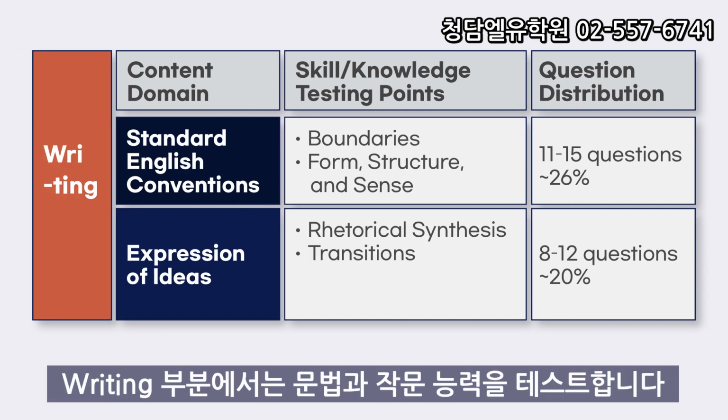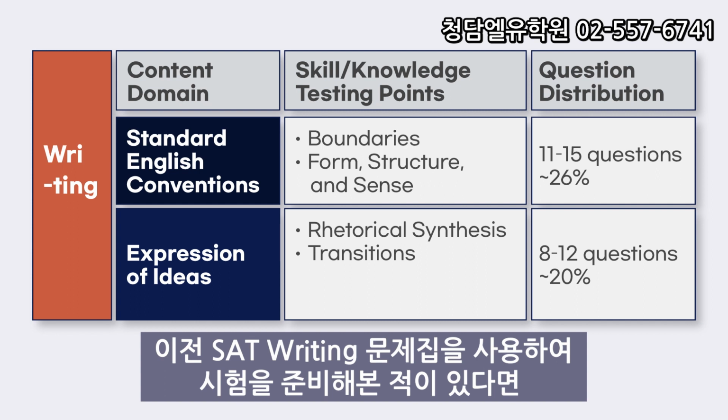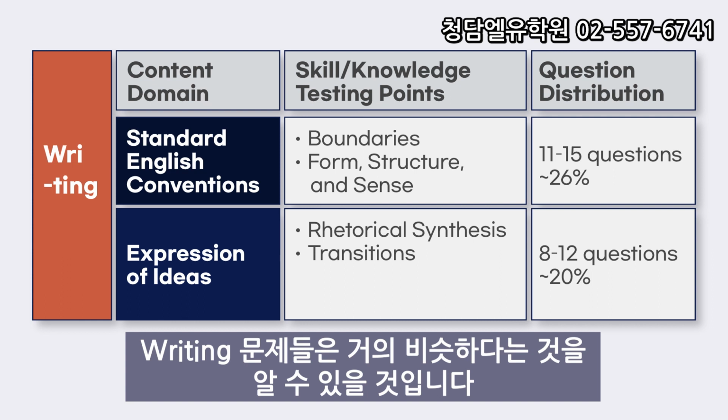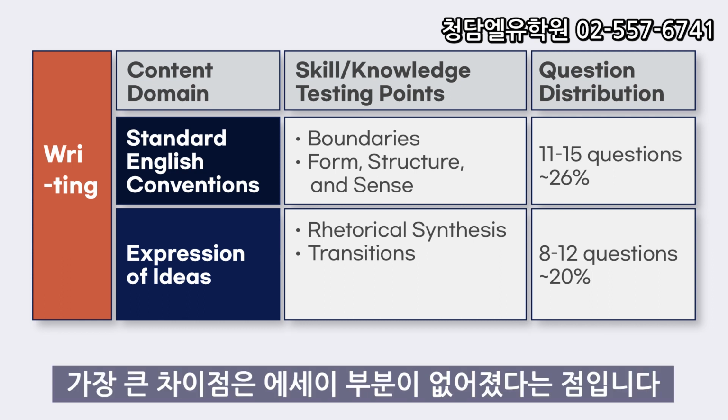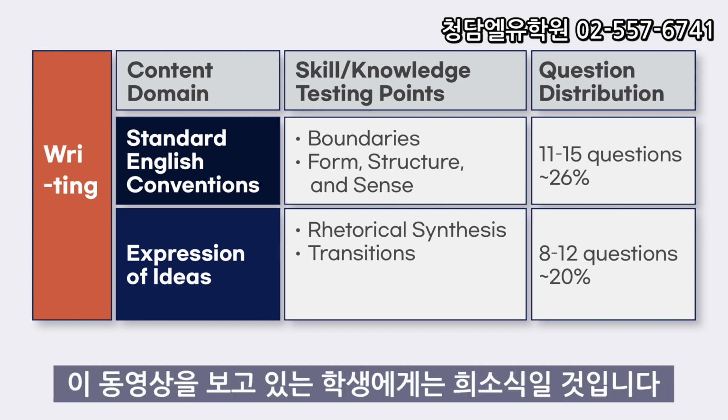The writing subsection tests your grammar and writing knowledge. 26% deal with standard English conventions, while the remainder cover expression of ideas. If you have used previous SAT writing prep books to prepare for the exam, you will know that the writing questions are largely the same. The biggest difference then is the exclusion of an essay. This is no longer a part of the digital SAT. Again, more great news if you are a student watching this video.